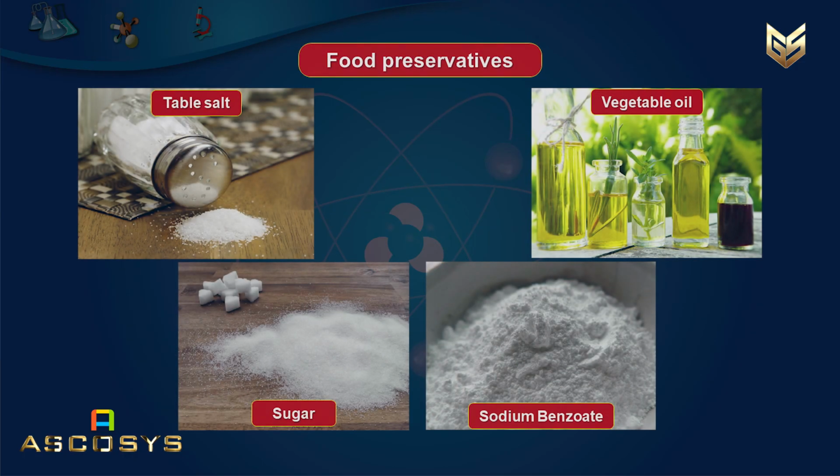Now, food preservatives. Food preservatives are added in order to control the spoilage of food due to microbial action. Some important examples of food preservatives are table salt, vegetable oils, sugar, and sodium benzoate. You can see the pictures of these on the screen. So, this is all about chemicals in food.